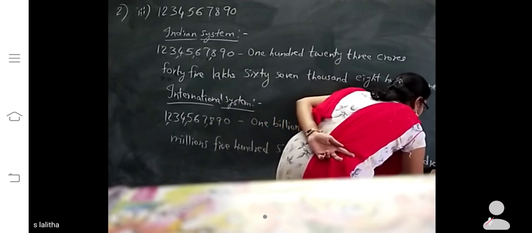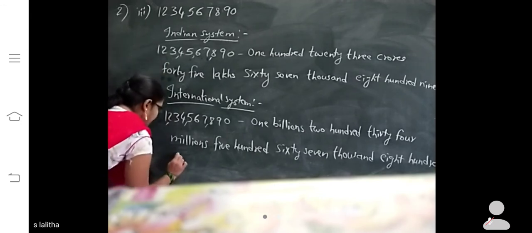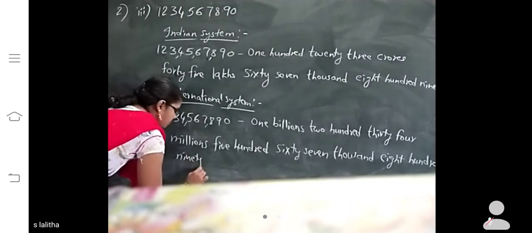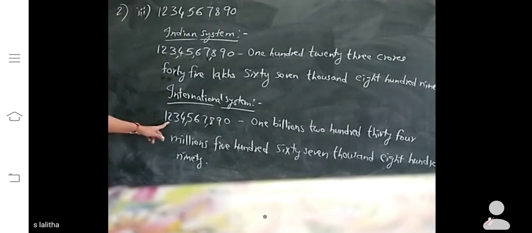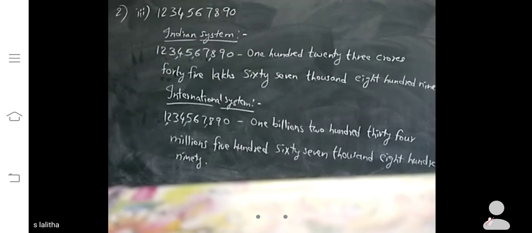Okay. 890. 234 million 567,890. This is the Indian system and this is the international system. Okay, children? Is it clear? Right. Can you hear my voice, children? Right?